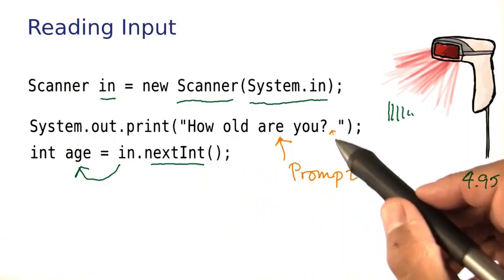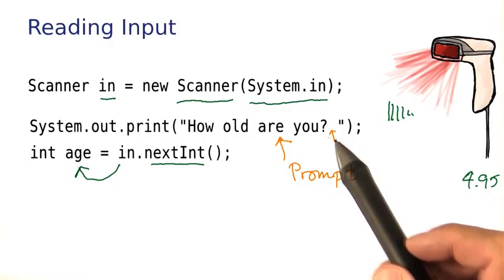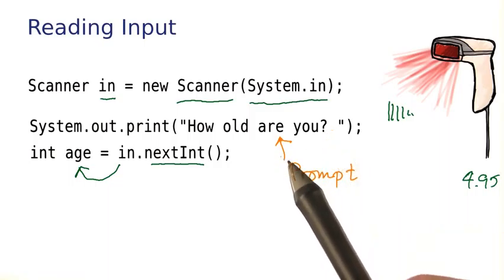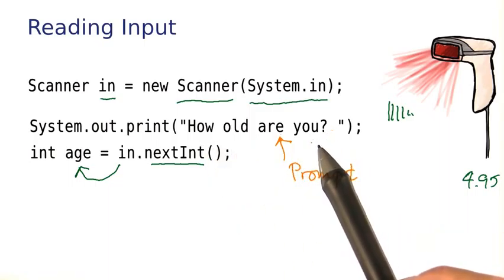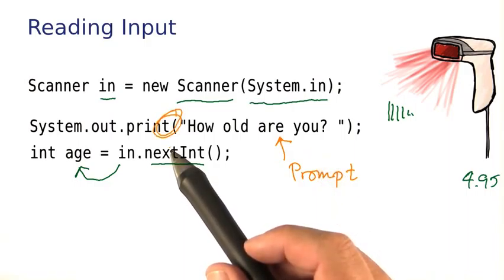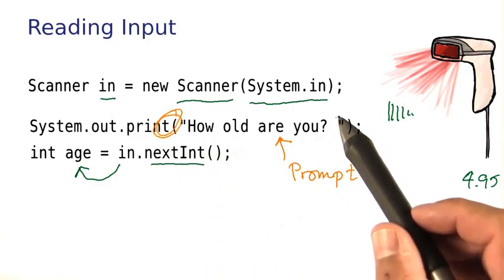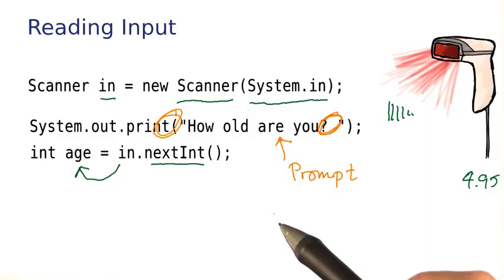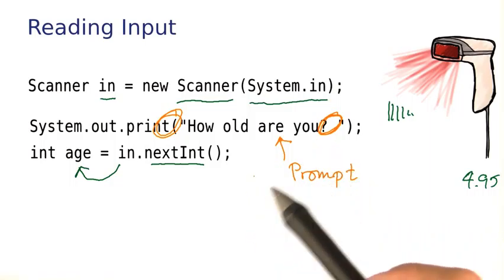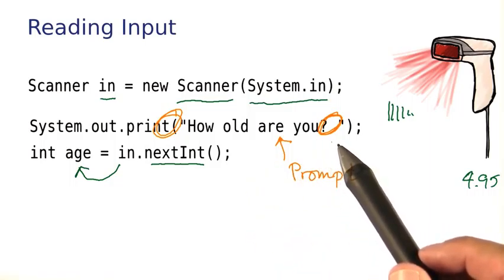Note that with the prompt string, we put a blank space here. That just looks prettier so that the user's input is a little bit separated. When you print the prompt, it looks prettier when both the prompt and the user input are on the same line. That's why we're using print and not println here. And then you want to have a blank space to separate the prompt from the user input. Here we read an integer.